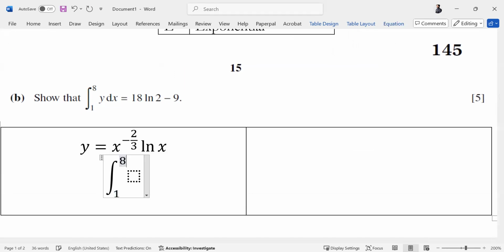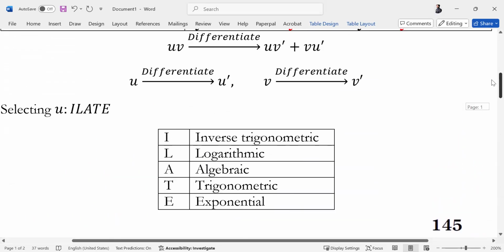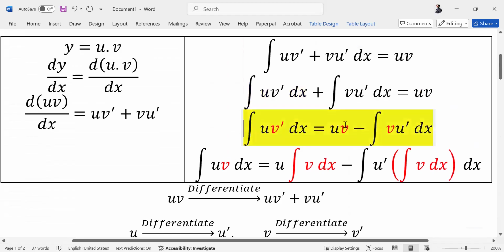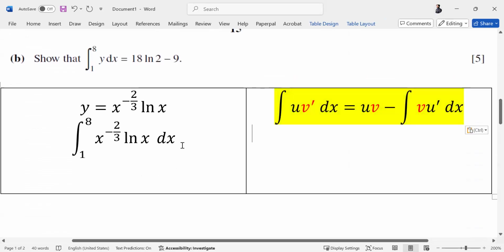Taking y as x to the power negative 2 upon 3 ln x, now you have to prove this entire thing is 18 ln 2 minus 9. How do we begin integrating by parts? Let me write this form. This will be provided. No need to worry.